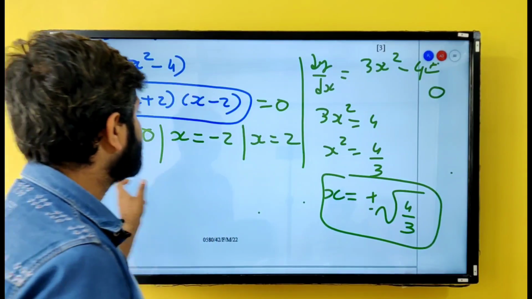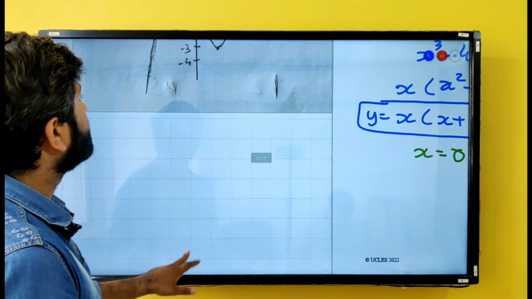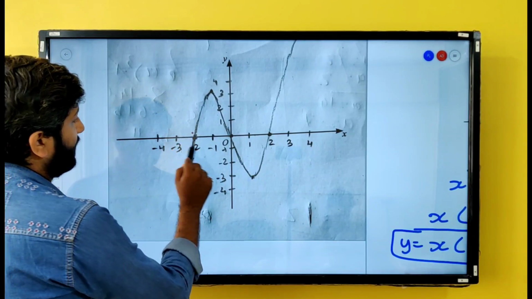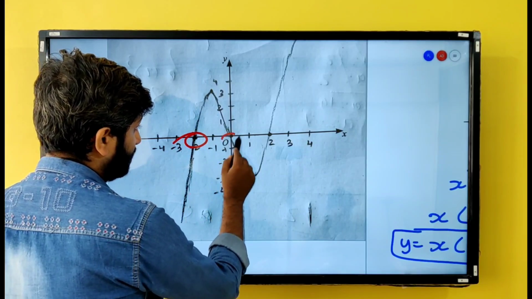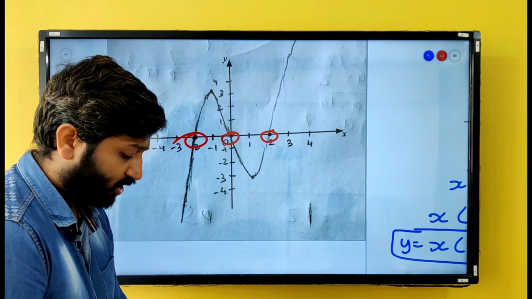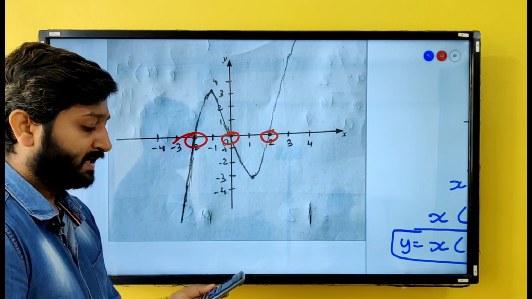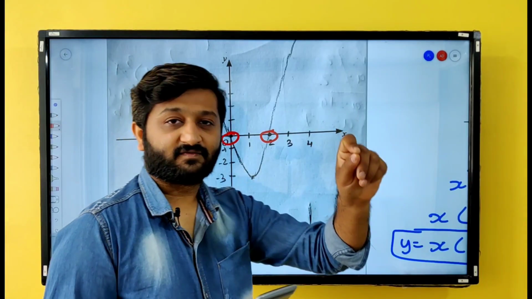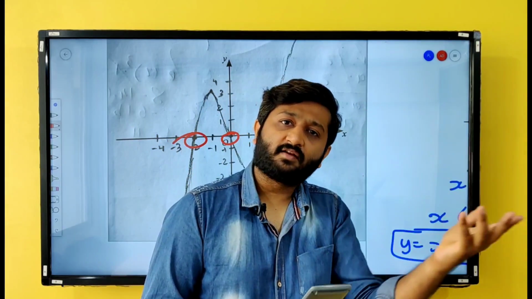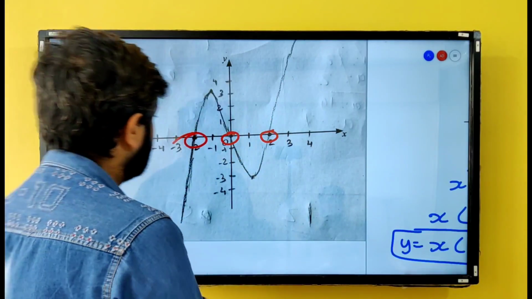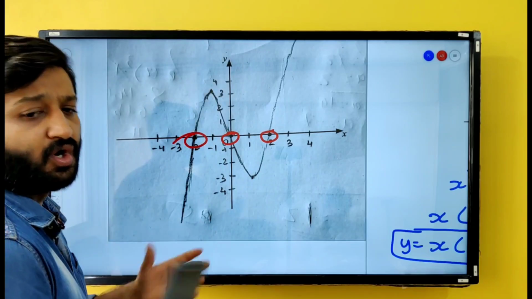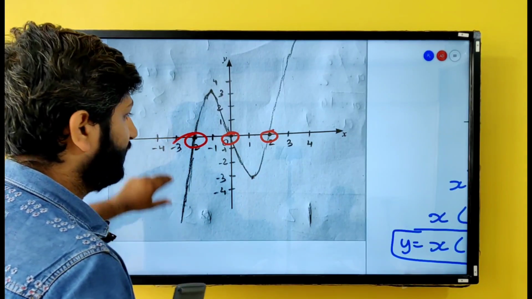So using all these points, I can draw the graph, and see I have drawn it over here. This is my first point, minus 2. This is 0. This is plus 2. And these are my stationary points, which was root 4 by 3, which is 1.15. So one value is going to be plus 1.15, and the second value is going to be minus 1.15. So plus 1.15, minus 1.15, and then you simply draw the curve.